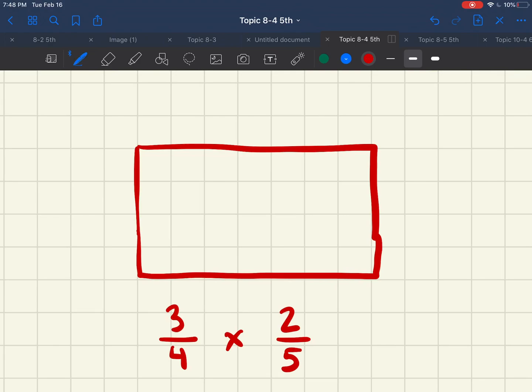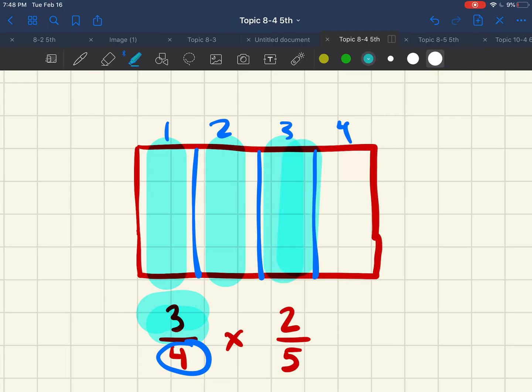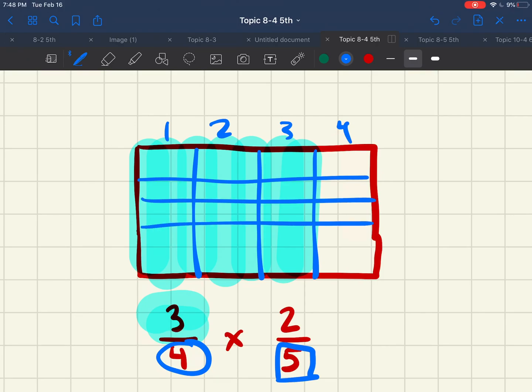So my denominator is 4, meaning that I'm going to first break up the shape into fourths. You can see 1, 2, 3, 4 sections. And I'm going to shade in 3 of them, okay, because it's 3/4. So 1/4, 2/4, 3/4. All right. Now, going the other direction, I'm going to break it into fifths. And I'm going to shade 2 of the fifths.